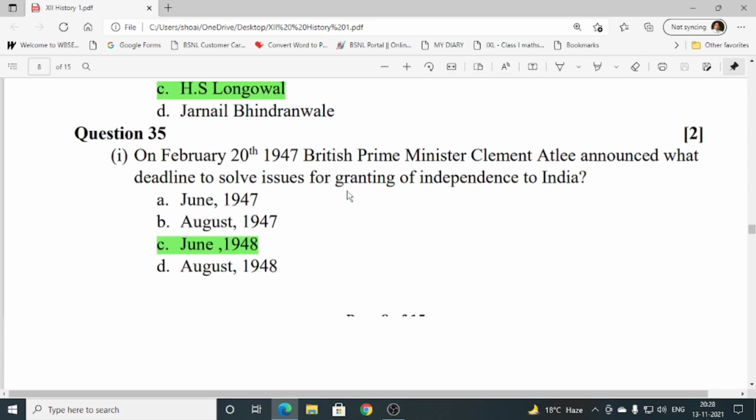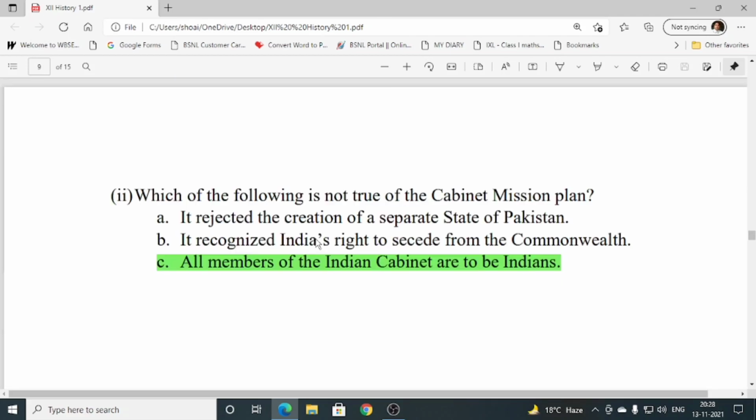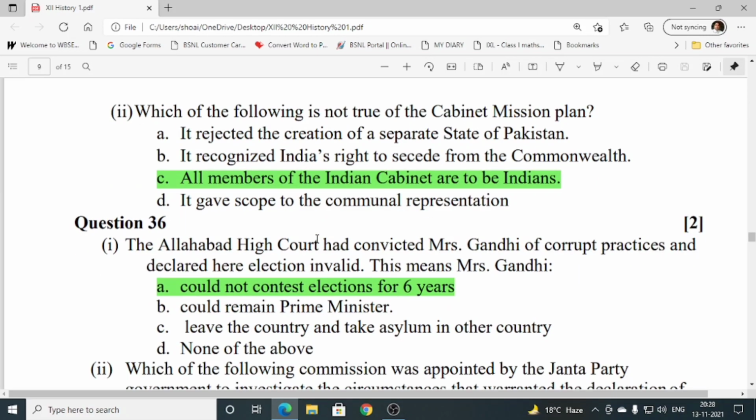Okay. Then number 35, on February 20, 1947, British Prime Minister Clement Attlee announced what deadline to solve issues for granting of independence to India. So June 1948. Okay. Which of the following is not true of the cabinet mission plan? So A is also correct. A is the part which is not true. So C, all members in cabinet are to be Indians. I think this is not true about cabinet mission plan.